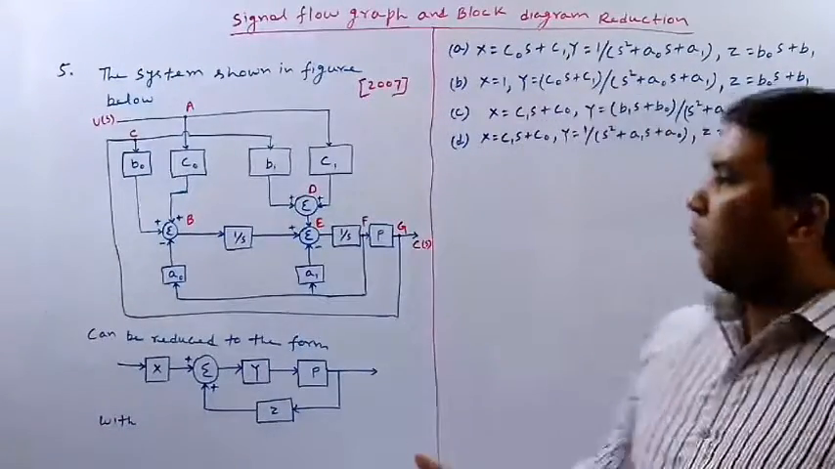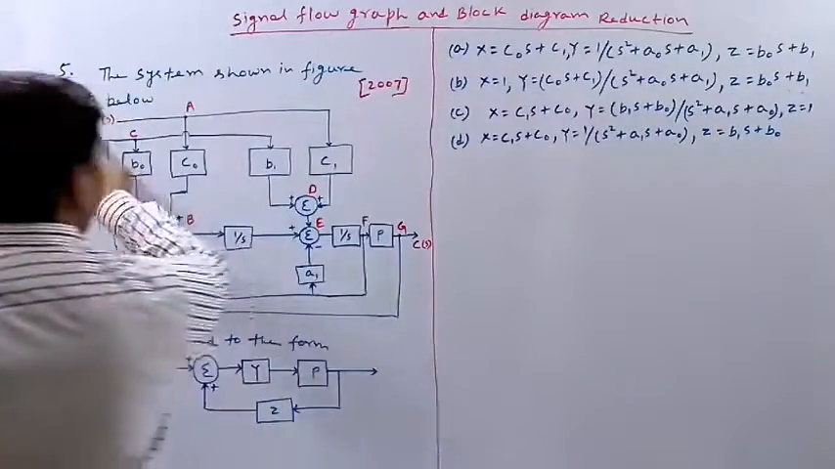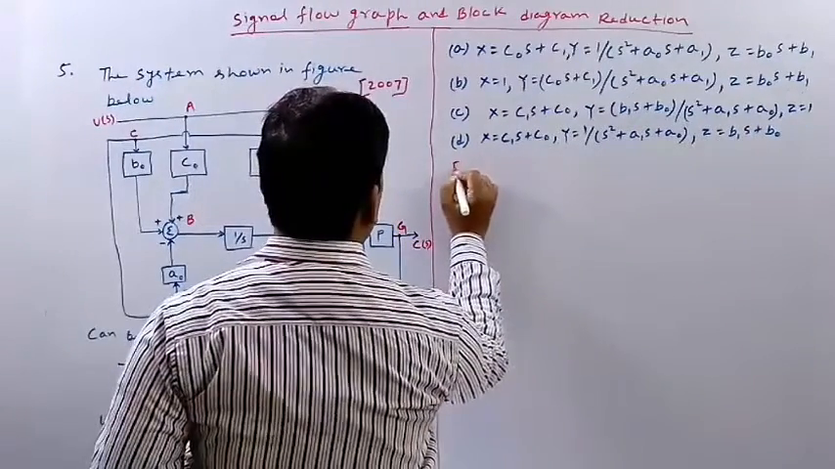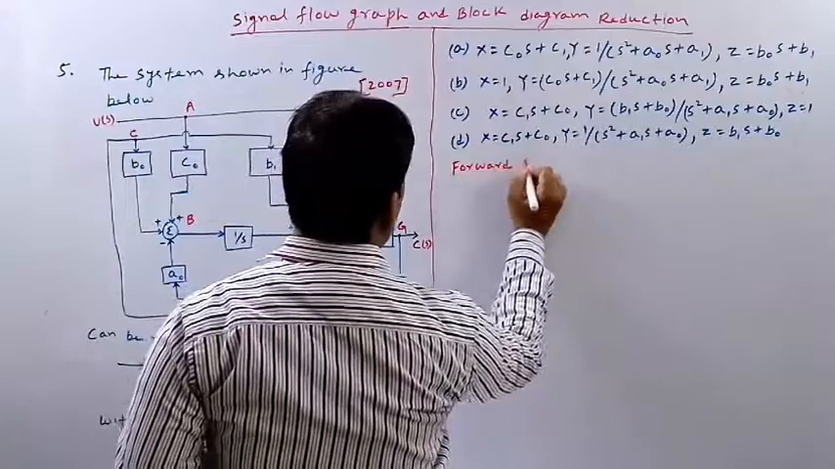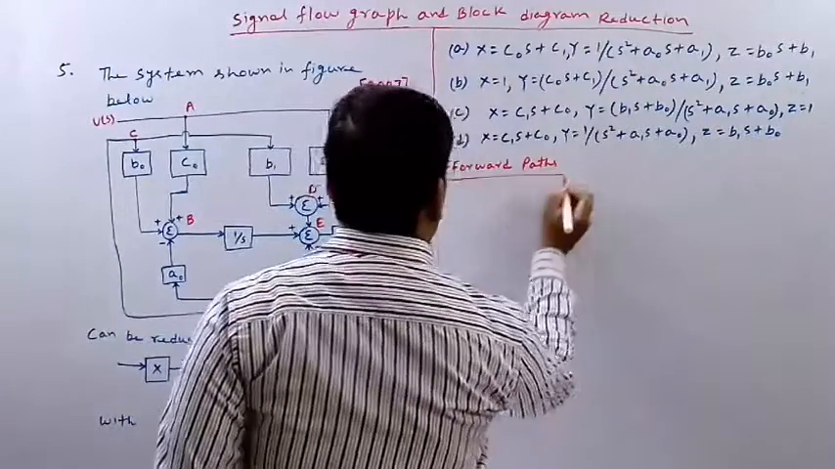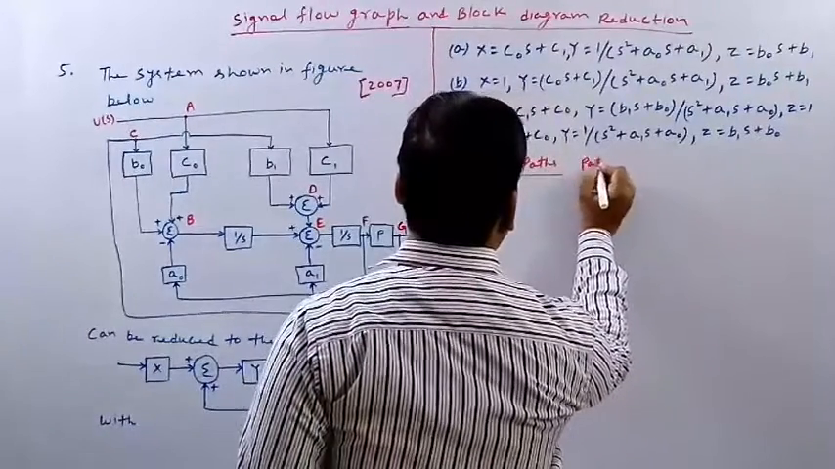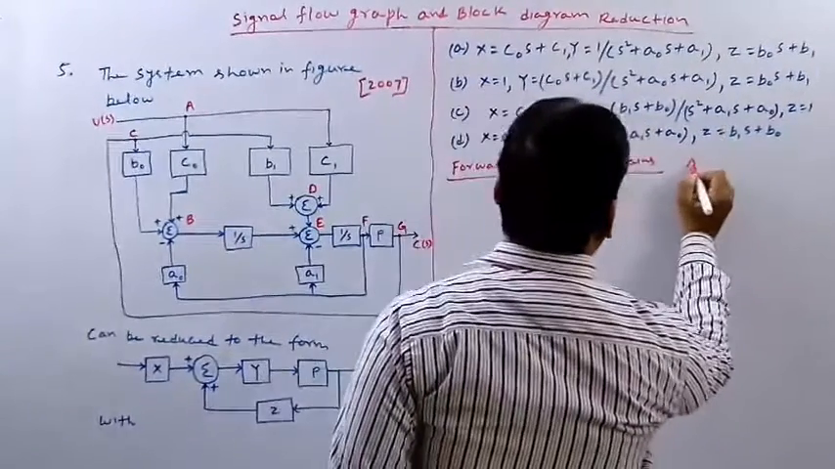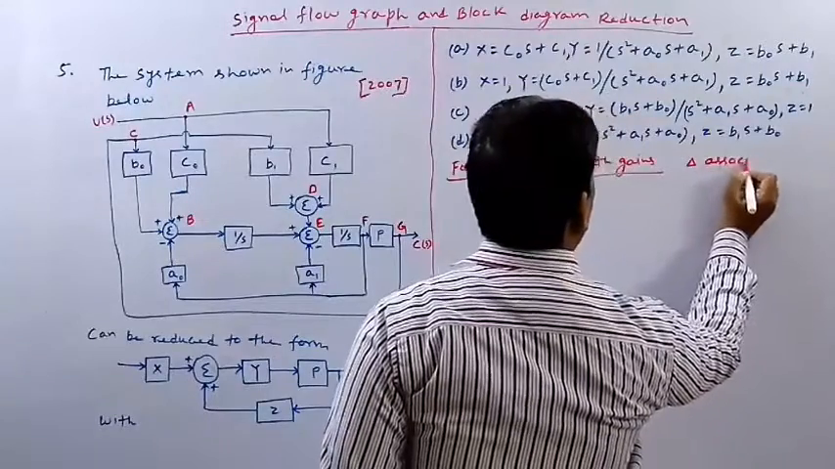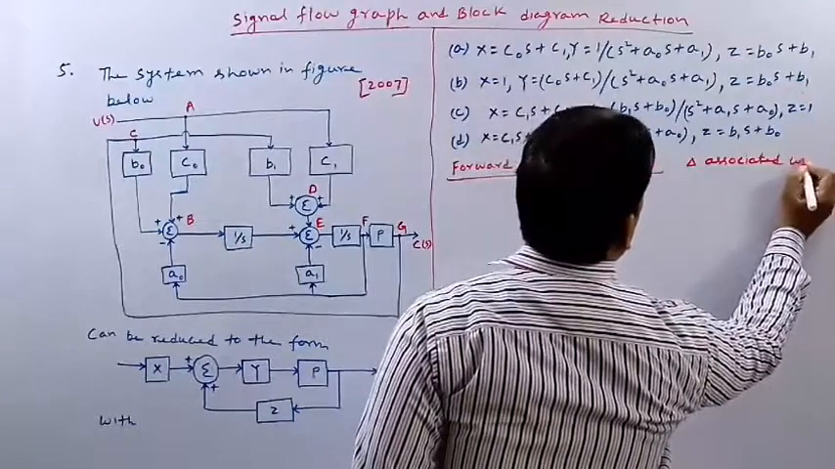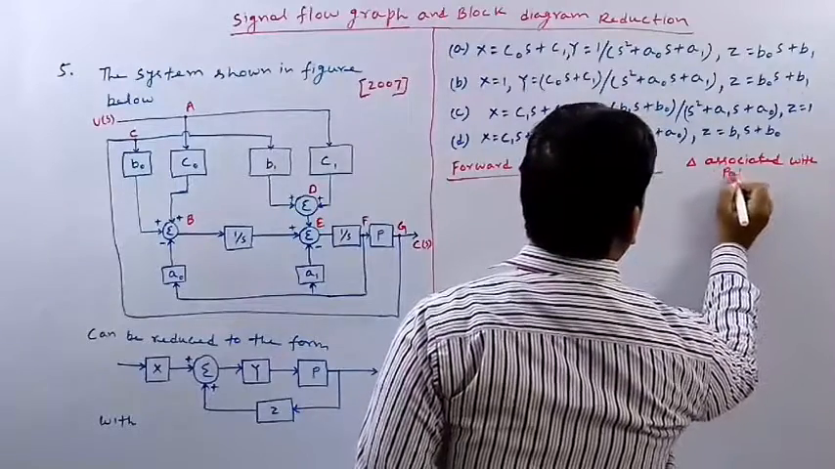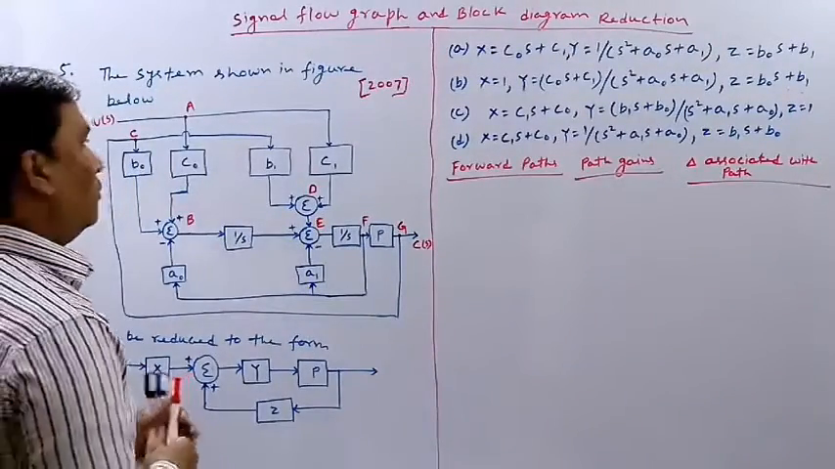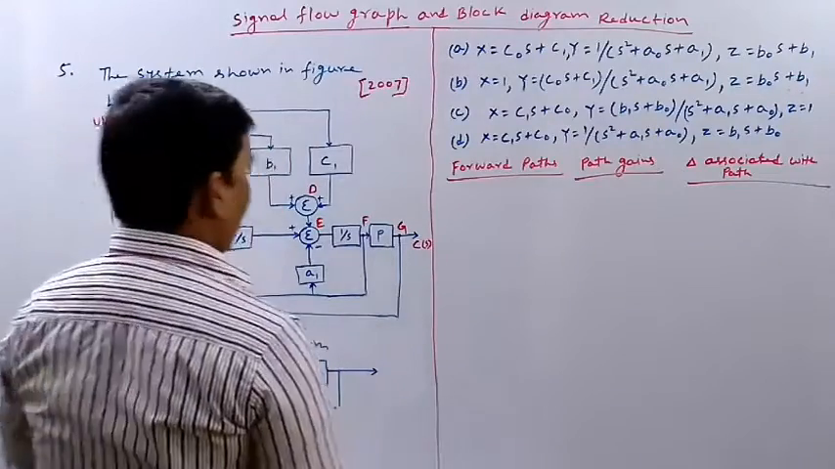Now let us see what the forward paths are between the input US and the output CS. Let me write here the forward paths, the path gains, and the delta associated with each path. Now let us try to count the forward paths.